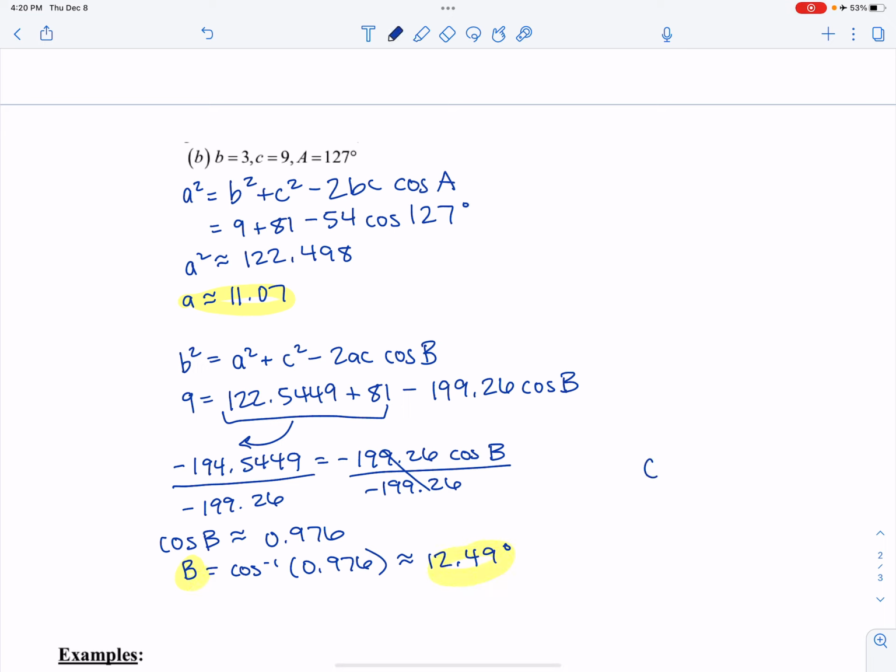And angle C is just 180 minus 11 point, oh no, that's a side. 127, there we go, and 12.49. That gives us 40.51 degrees for angle C. And that triangle is solved.